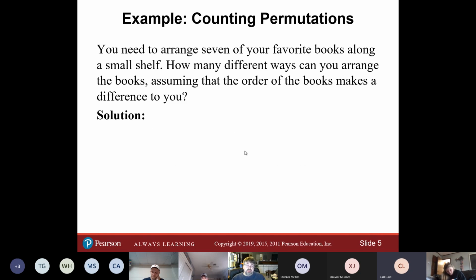For example, here we're going to use the multiplication or the fundamental counting principle that we talked about last class. You have 7 favorite books and you are going to put them on a bookshelf. How many different ways could you arrange those books, assuming that the order matters to you? And so to think about this as a counting problem, let's draw the places for the books. Here's book 1, book 2, book 3, book 4, book 5, book 6, and book 7. So I have 7 slots on my shelf to put these books on.